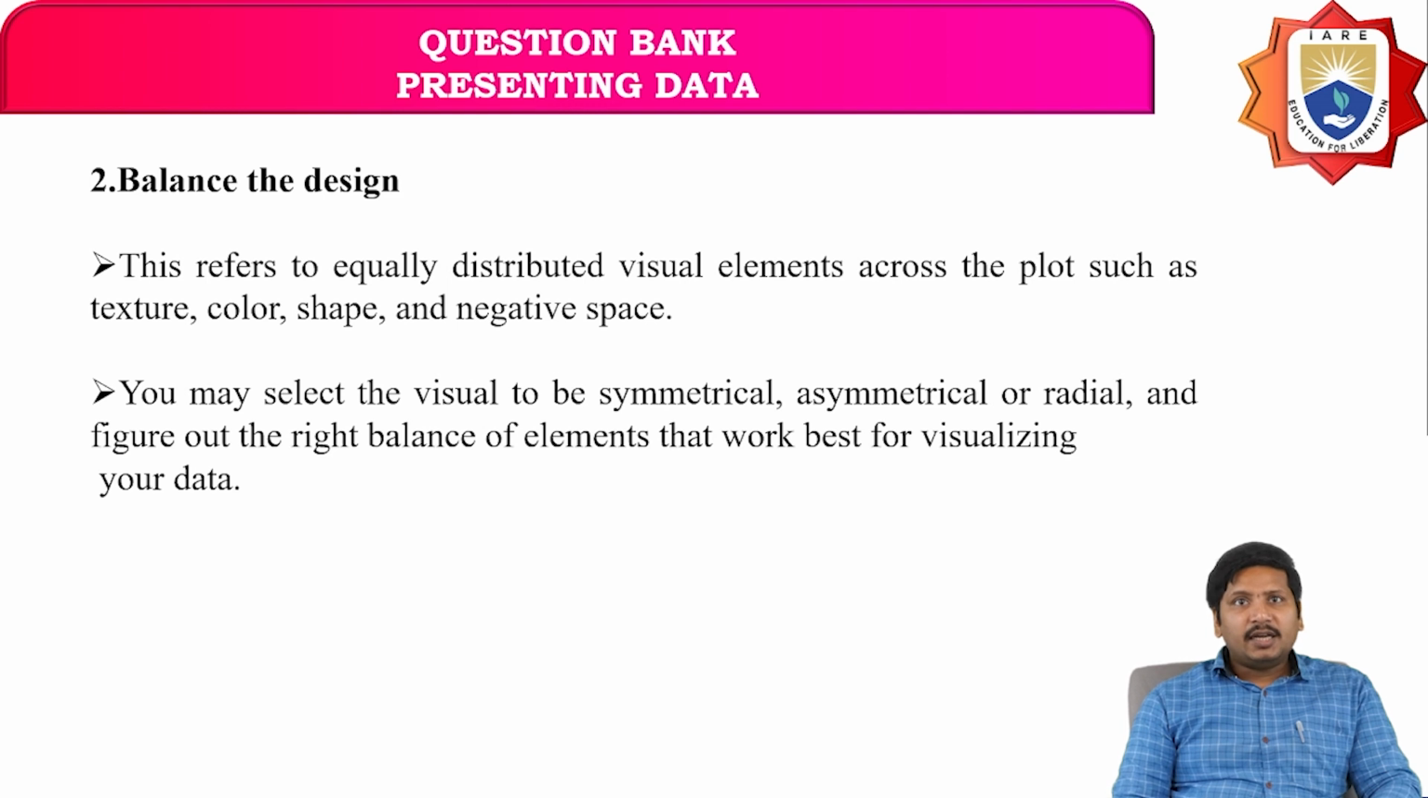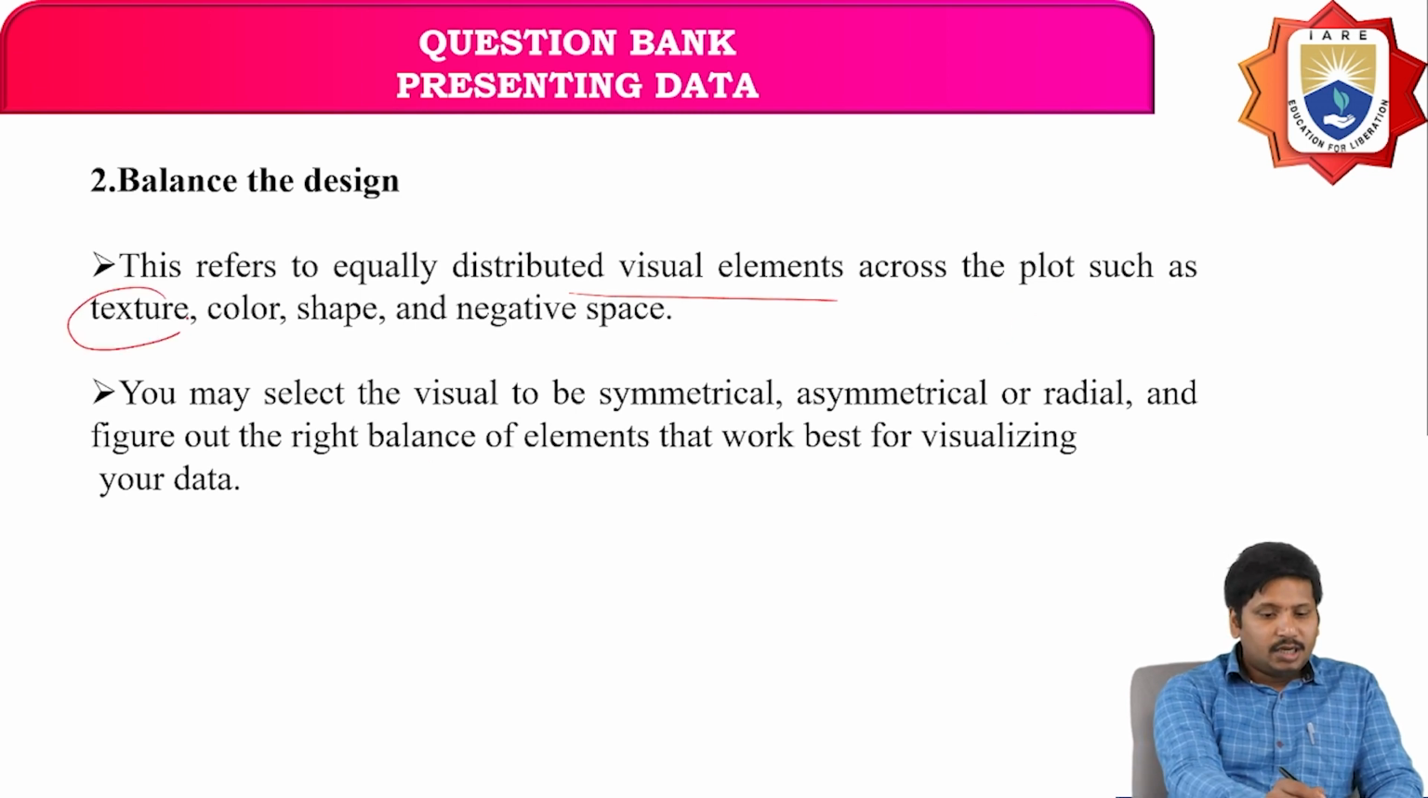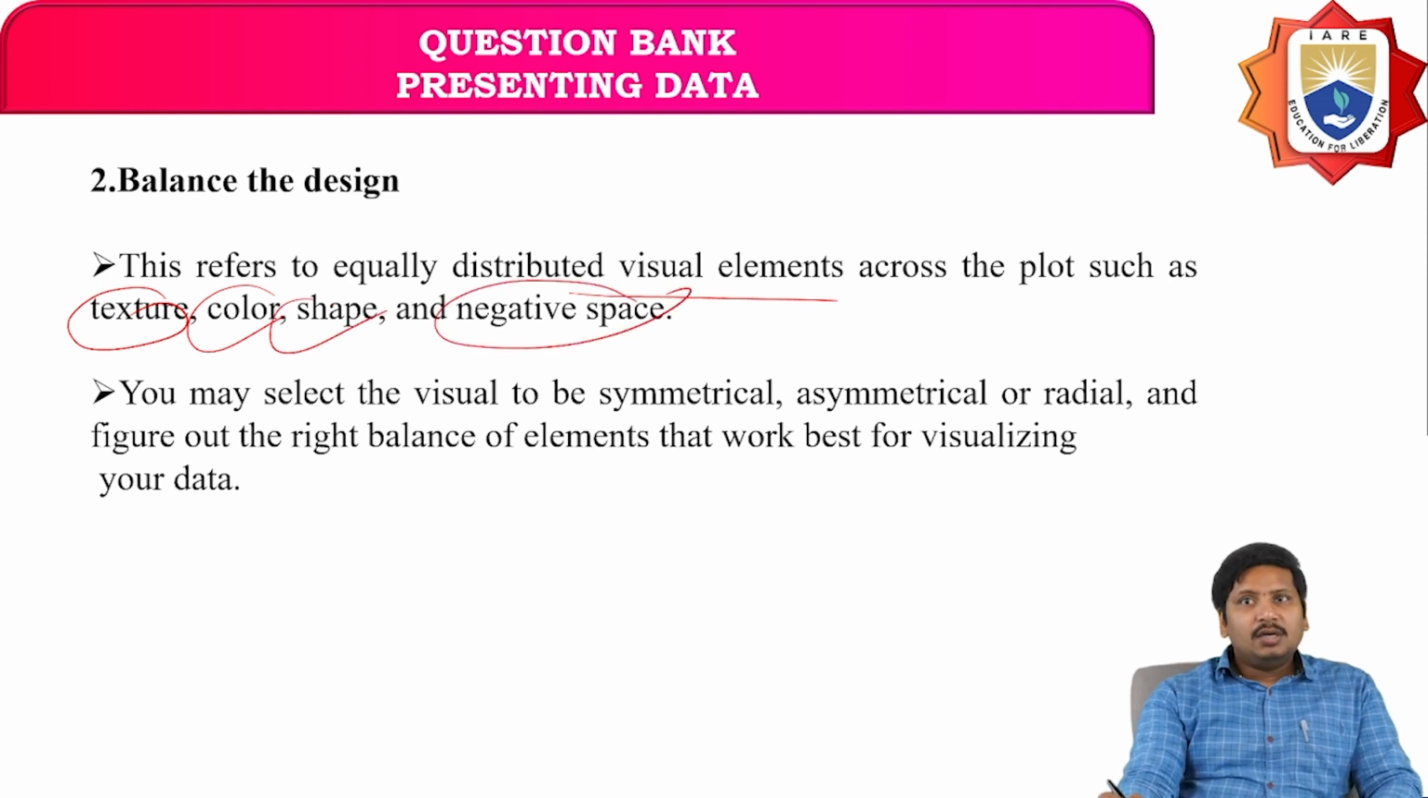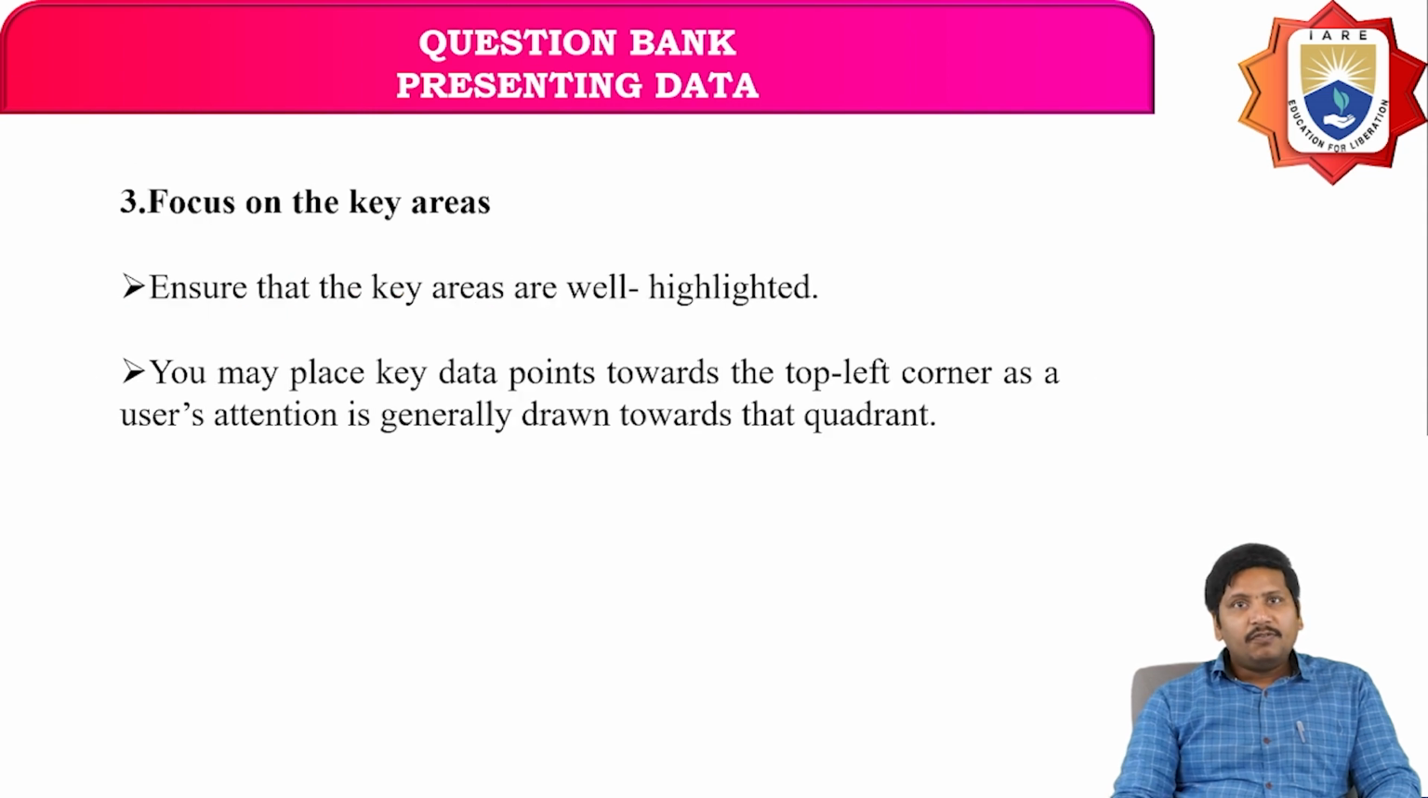And balance the design. In this one, the visual elements should be equally distributed across the plot, such as texture, color, shape, and negative space. In balancing the design, the visualization should be symmetrical, asymmetrical, or radial, and you figure out the right balancing elements, which should be best for visualizing the right data.